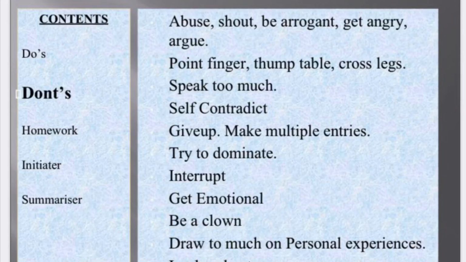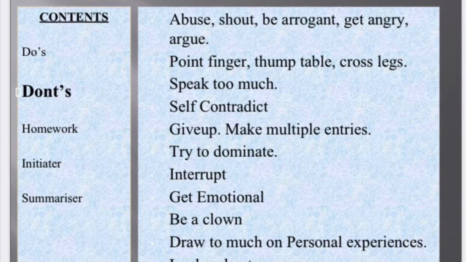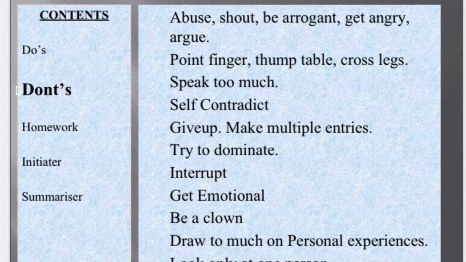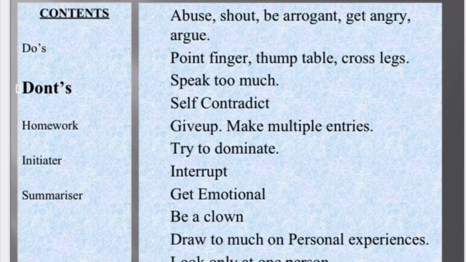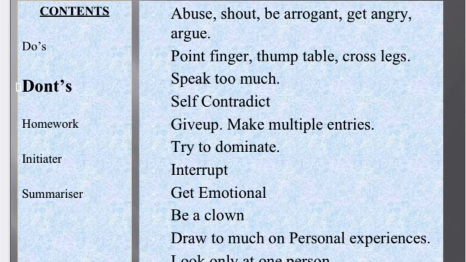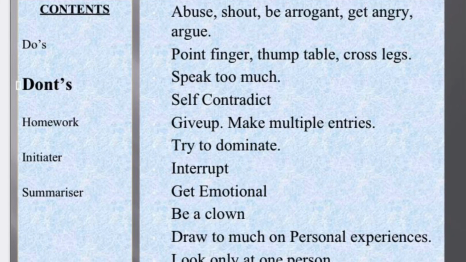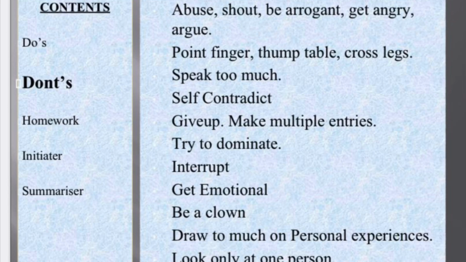The first one is never ever abuse, shout, be arrogant, or get angry in a group discussion. Never get into an argument also. This is very important, because many times we tend to lose our temper, and we start abusing, we start shouting, we get arrogant, we start arguing or get into an argument. These are where the group discussion turns into a debate. Ensure that you never do any of these.